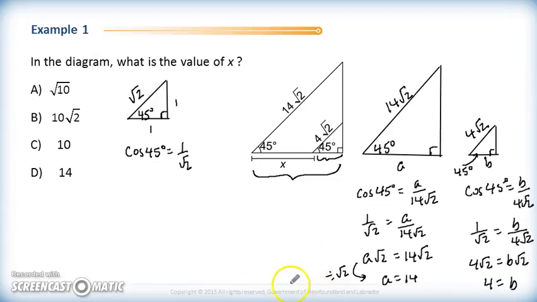Therefore, after all is said and done, the value of x will equal the 14 that we found for the large side of the triangle, subtract the 4 we found for this side of the small triangle. 14 minus 4 will give us 10.